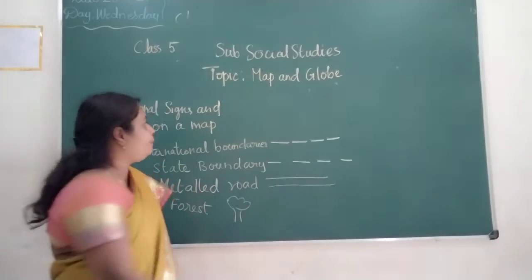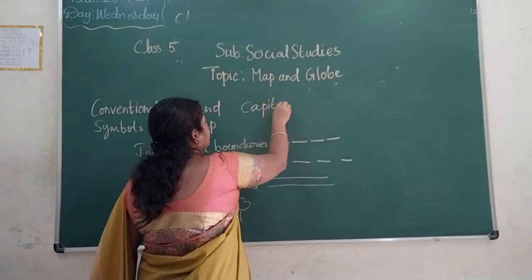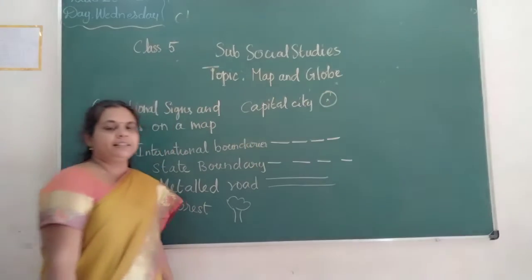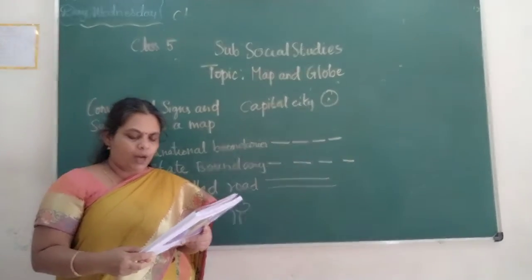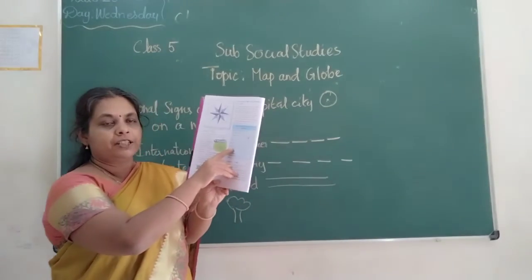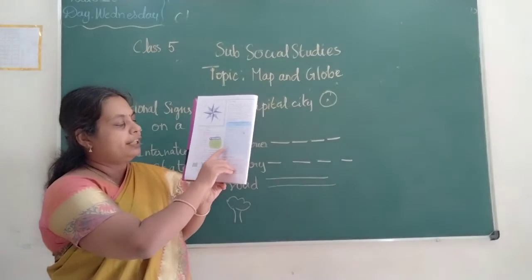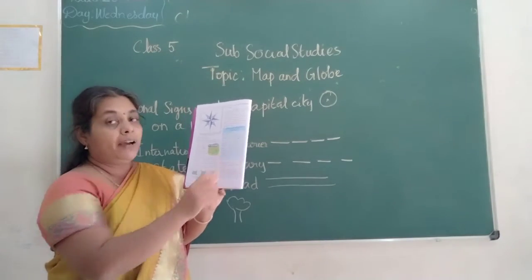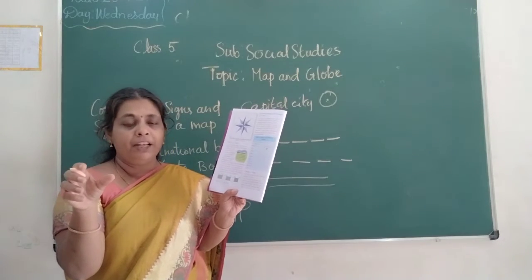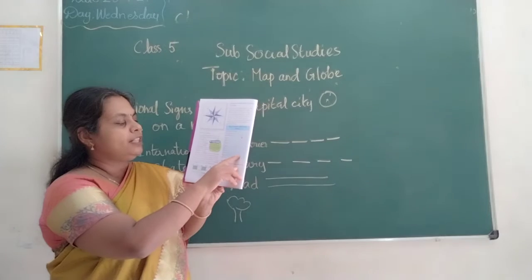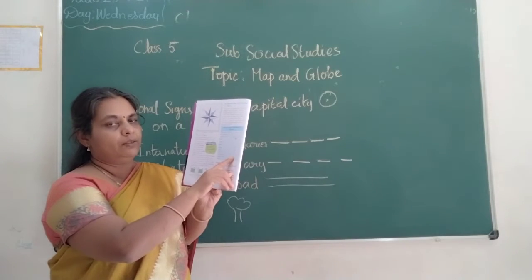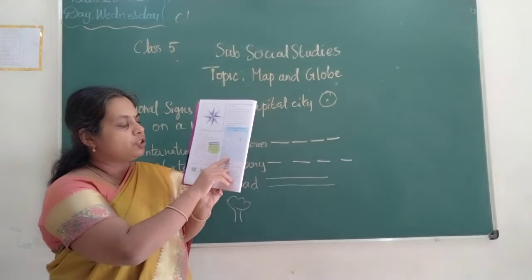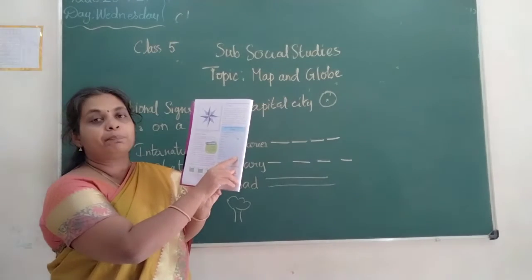The next one is capital city. So capital city is shown by a dot in the center of a circle. Like this means it is a city. The next one, temple, children. So in your textbook you can observe, children, a temple is being shown over here, a church, children, and then post office with the symbol of PO. Otherwise the post box is there, that one also can be shown, children. The next one is police station. So PS, the two letters from the two words they have taken, children. So post office is PO and police station is PS, children.